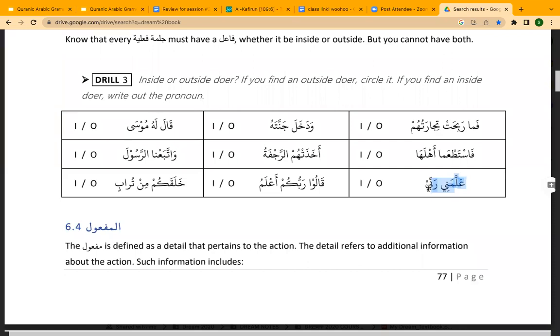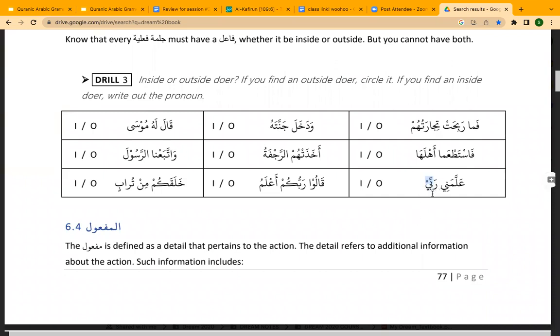Whichever word ya is going to attach itself to, it will give it a kasra. So rab was basically rabbu plus yi, but because of ya mutakallim, the first person singular pronoun, this word is getting this kasra. Keep that in mind. It is very important. Okay.